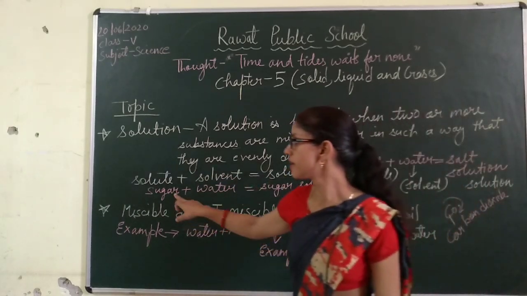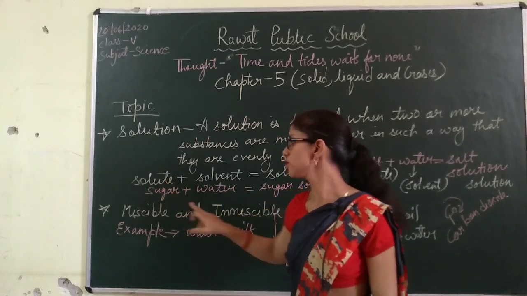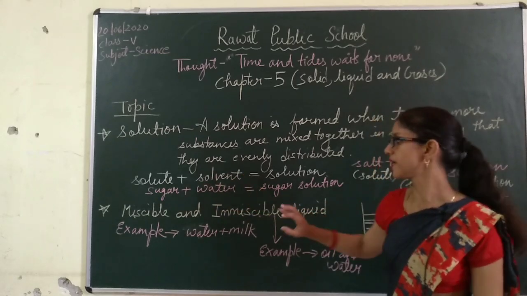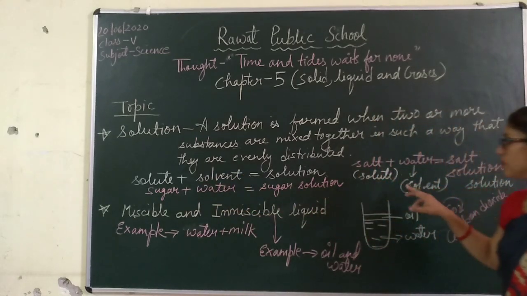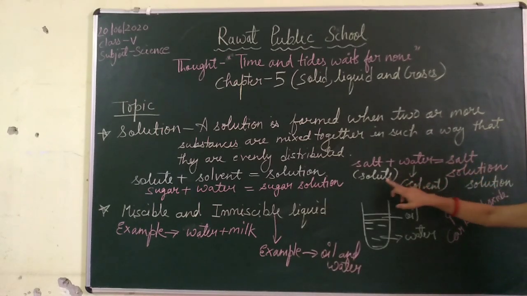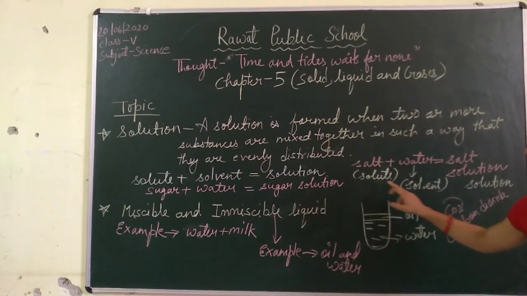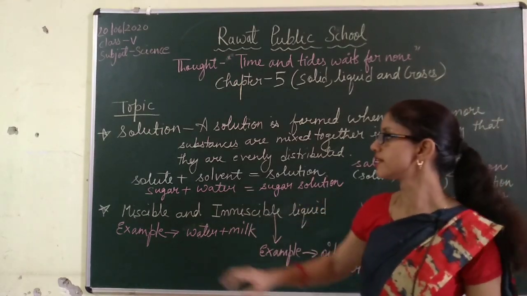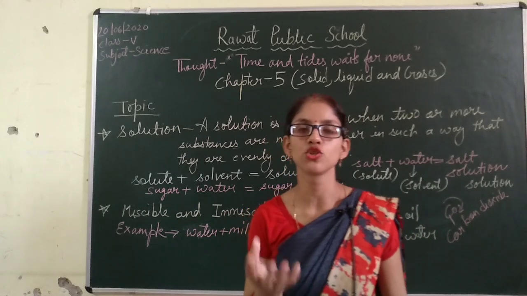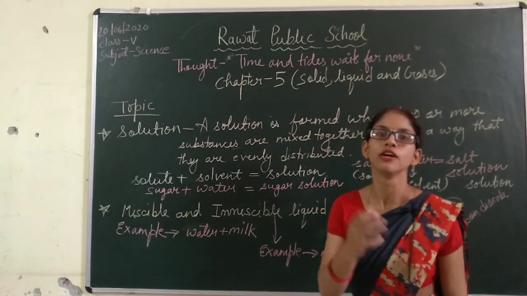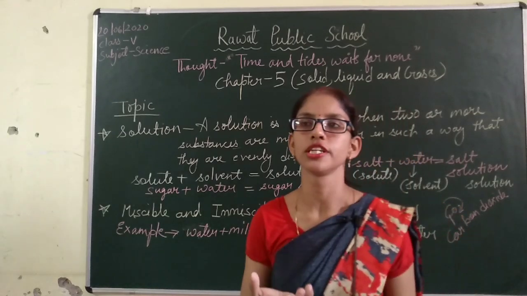We can also say in a sugar solution, sugar is the solute and water is called the solvent, and sugar and water combine to make a sugar solution. Similarly, salt and water combine to form a salt solution, and in this salt is the solute and water is the solvent. Then miscible and immiscible liquids. Miscible liquids are those liquids that mix and we cannot separate them out. For example, milk and water, juice and water.